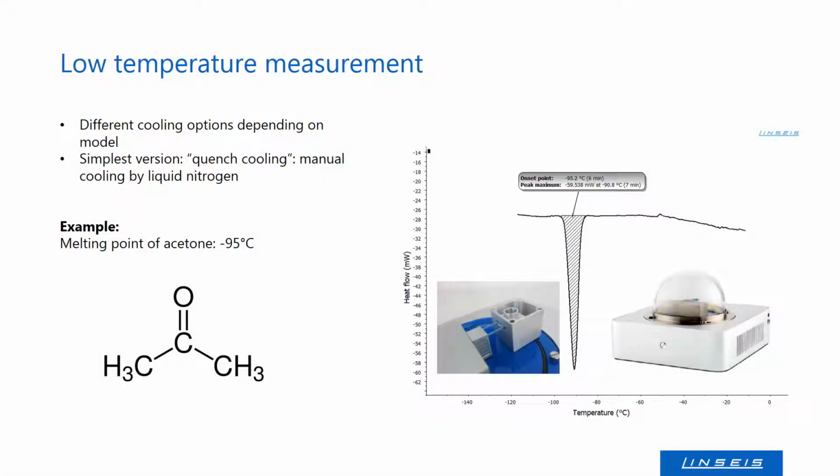For some applications, low temperature measurements are necessary. For these kinds of measurements, different cooling options are available depending on the Chip-DSC model. Even with the simplest version, the quench cooling option with manual cooling by liquid nitrogen, low melting points can be measured. On the left-hand example, you can see the Chip-DSC and the accessory for liquid nitrogen quench cooling. The sample curve shows the melting point of acetone at minus 95 centigrade, which can be used as a low temperature calibration material.